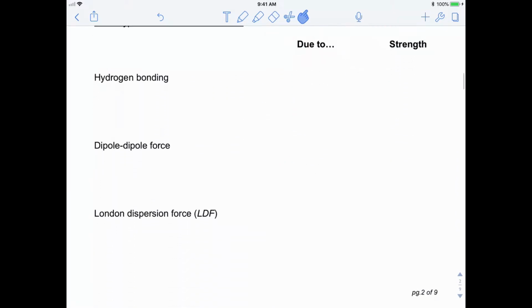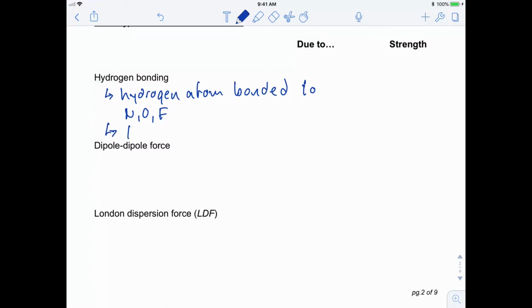So I'd like you to understand three types of intermolecular forces: hydrogen bonding, dipole-dipole force, and London dispersion force. And you may have heard of some of these, if not all of them. So hydrogen bonding is when you have a hydrogen atom bonded to one of nitrogen, oxygen, or fluorine. Hydrogen bonded to NOF. And this is, relatively speaking, a large difference in electronegativity. Therefore, it's a large bond dipole. And so it does have the capacity to be quite strong. Hydrogen bonds can be considered the strongest intermolecular force.